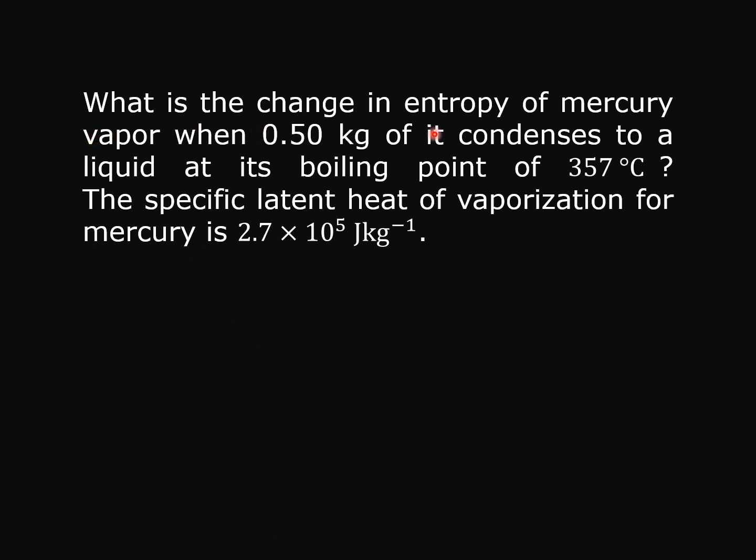What is the change in entropy of mercury vapor when 0.5 kg of it condenses to a liquid at its boiling point of 357 degrees C? The specific latent heat of vaporization for mercury is 2.7 times 10 to the power 5 joule per kg.